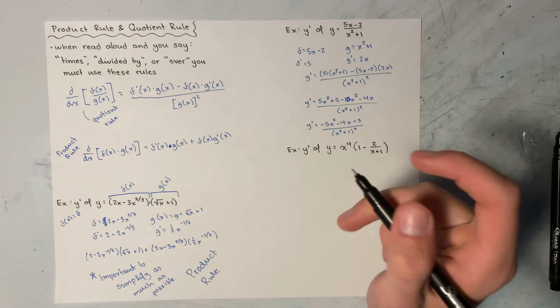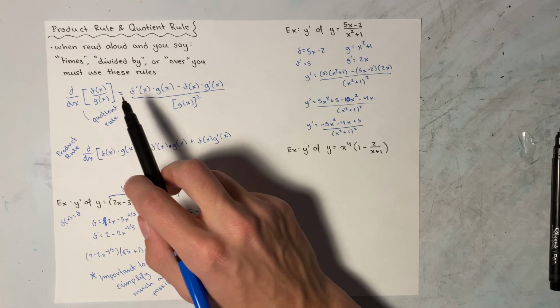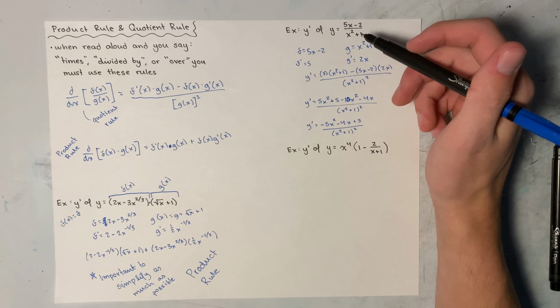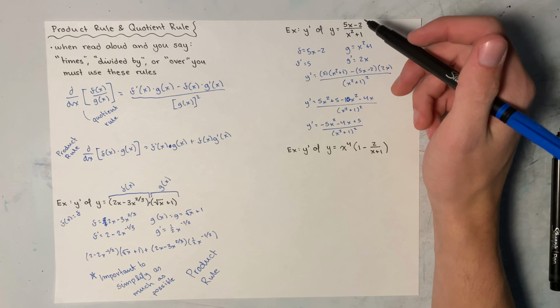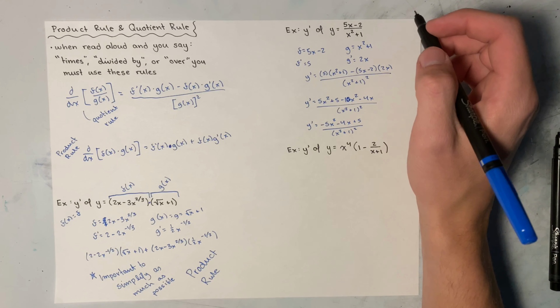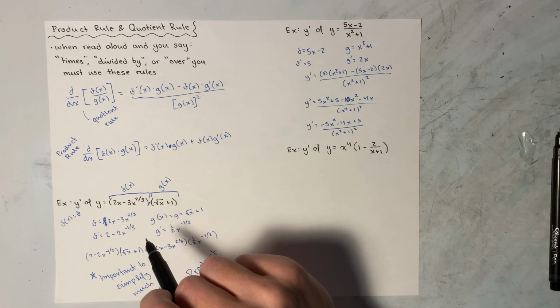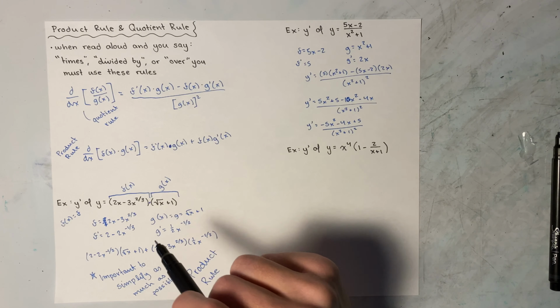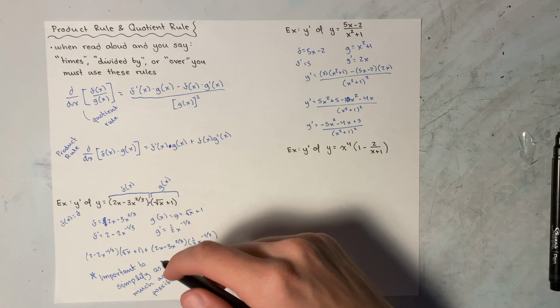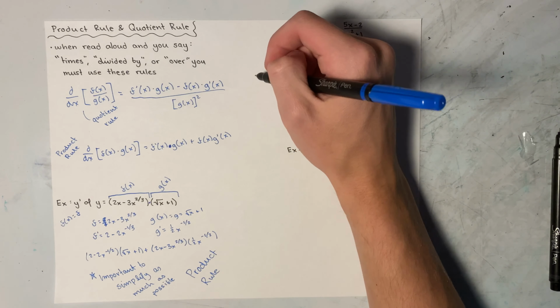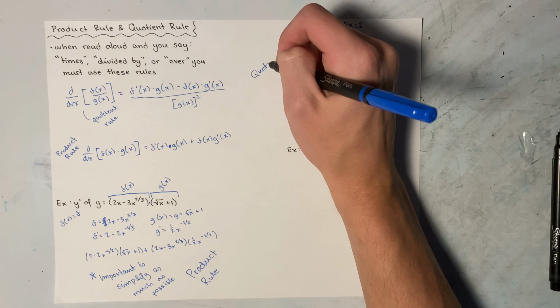So now remember, you have to use this rule when you say the words times, divided by, or over. So in this case, when we read this one out loud, y is equal to 5x divided by x squared plus 1. You got to use these. In this case, we said y is equal to 2x minus 3x to the 2/3 times the square root of x plus 1. We said times, so we got to use the product rule. So this one is quotient rule.